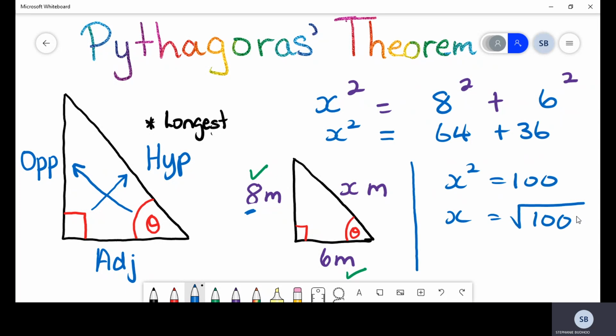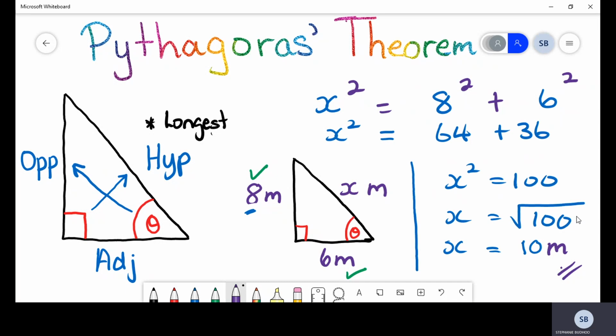Therefore, x is simply the square root of 100. Remember, when you're trying to get rid of a squared function on one side of your equation, you simply find the square root on the other side. Okay, so that's a very nice way to think about it. And the square root of 100 is simply 10. And because we're dealing with actual lengths here and the question has given us dimensions, we need to remember to put in our dimensions. So the final answer for this question will simply be that the length of the hypotenuse, x, is equal to 10 meters.